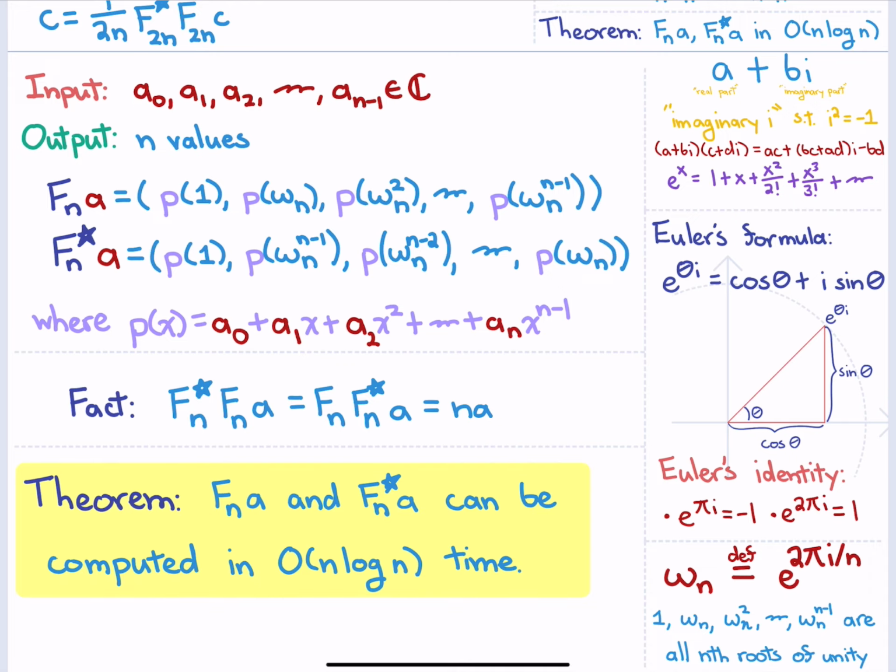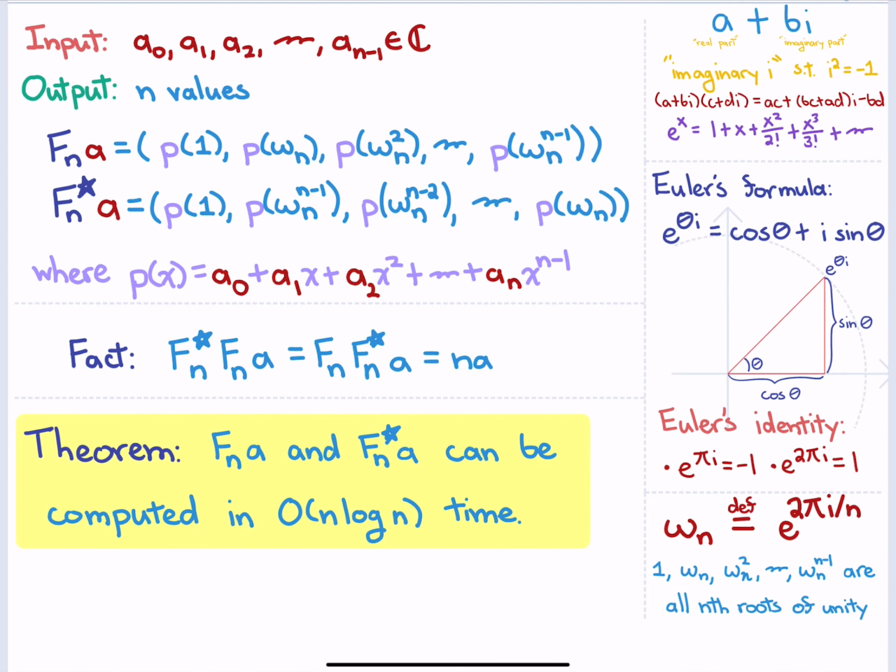Okay, so with that in hand, we have 15 minutes left. I think that's plenty of time because the algorithm's actually not that complicated, to try to compute F sub n of A in n log n time. I'm just going to focus on F sub n of A because obviously F star n of A follows from just rearranging the output. All right.